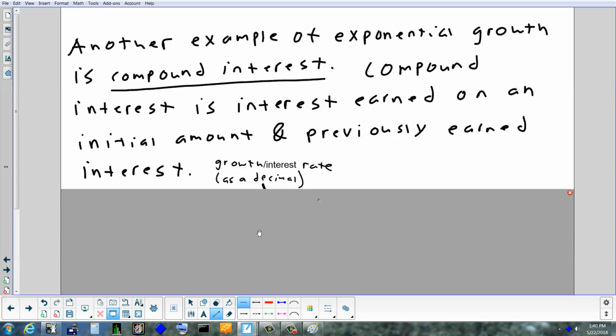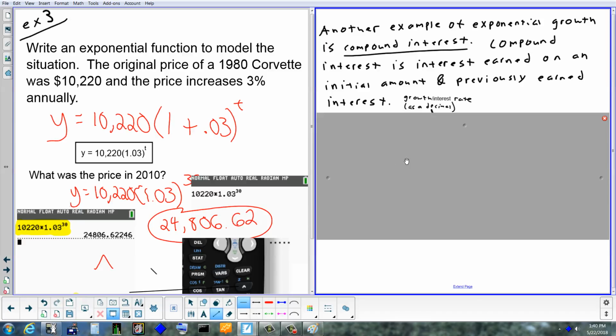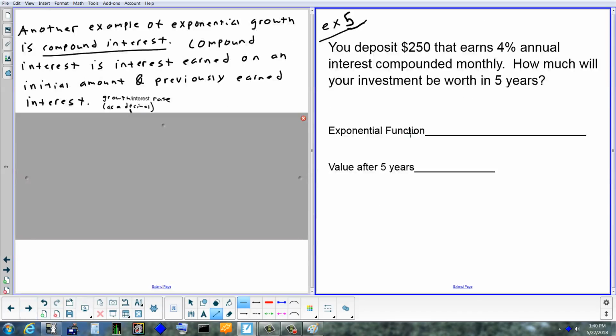All right. So guys, example 4, we kind of did that anyways. It'd be like y equals 250 parentheses 1 plus 0.04 t. Yeah, you cross that out. All right, so now you deposit. They've got to go through the formula first.